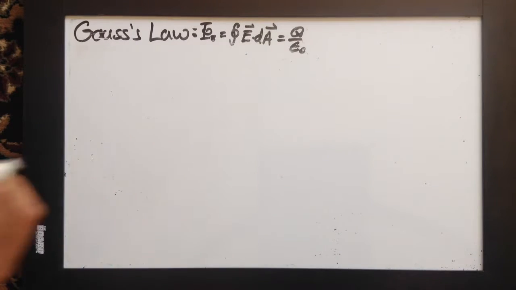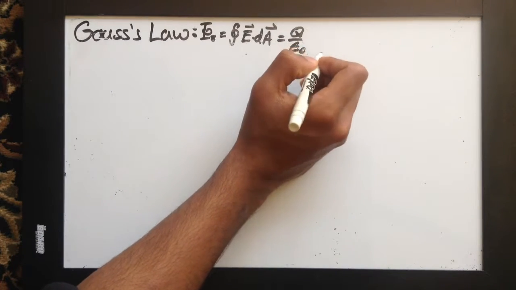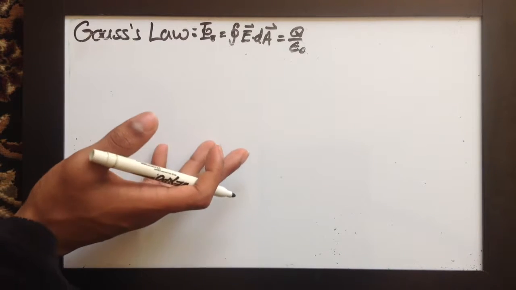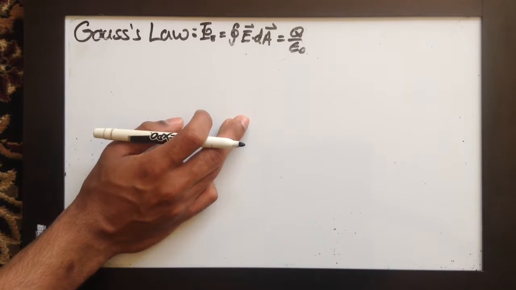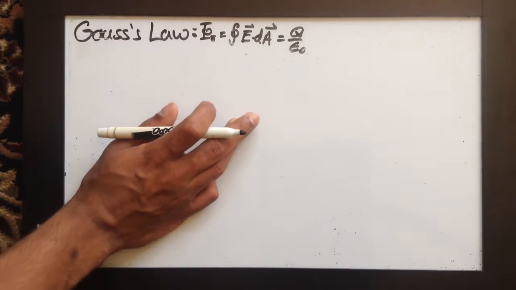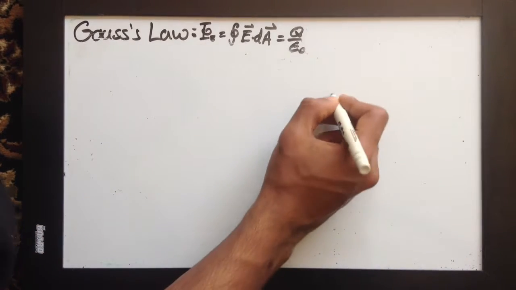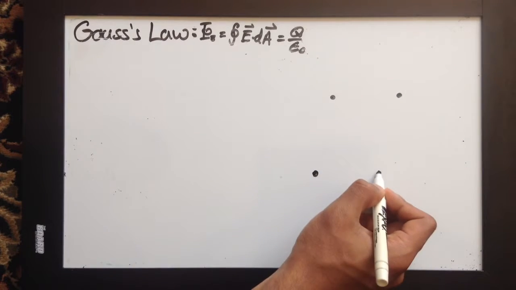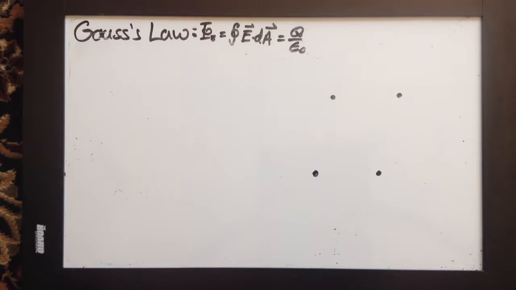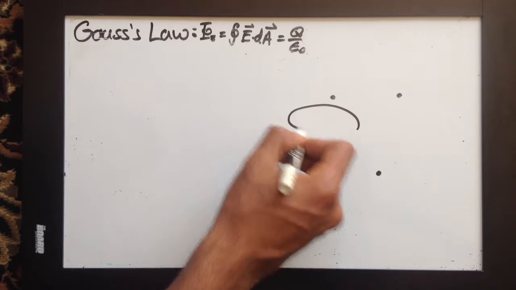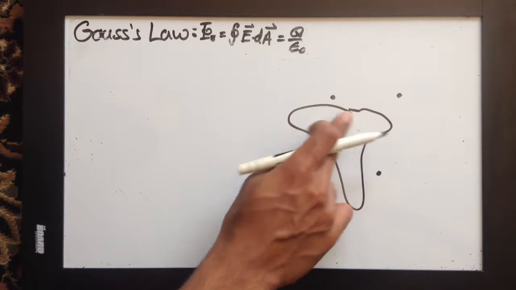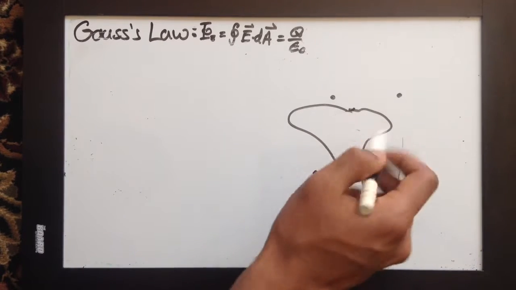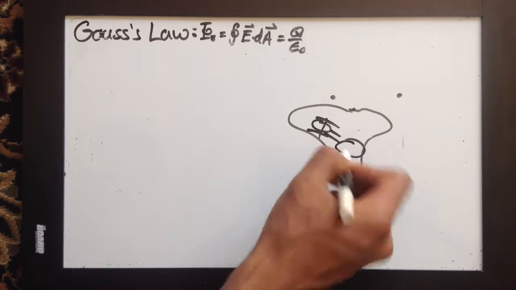Another important thing to know about Gauss's law is that this Q is not the total Q in the entire problem, but it's the charge that's enclosed by the Gaussian surface. So, say you had a charge here, a charge here, a charge here, a charge here, but your Gaussian surface was like that. This surface does not enclose any charge, therefore the flux is equal to 0.